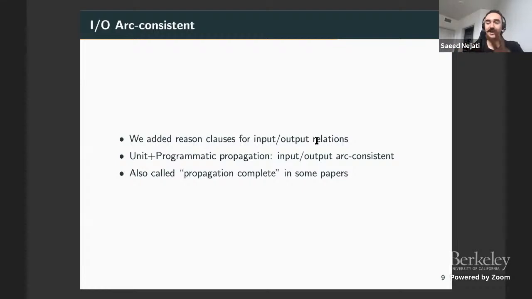So we could kind of call it input-output arc consistent. And in some papers, it is called propagation complete, which means that if you have a Boolean function and you set something in the input of the Boolean function, it should propagate to the output.